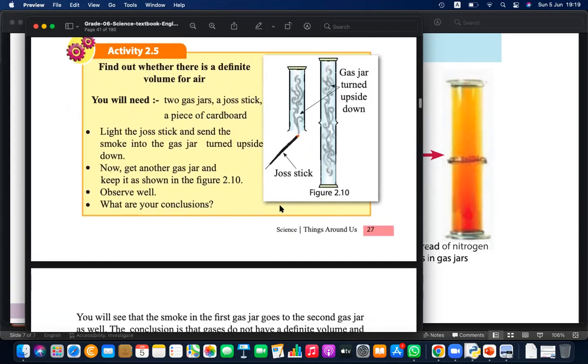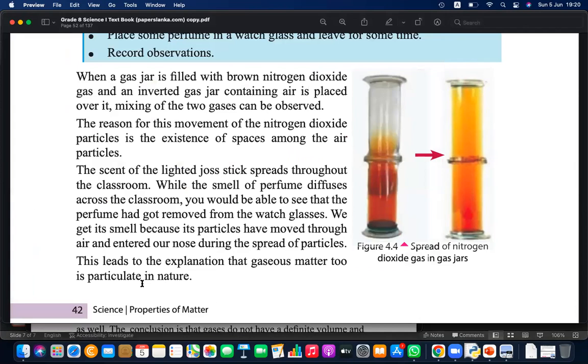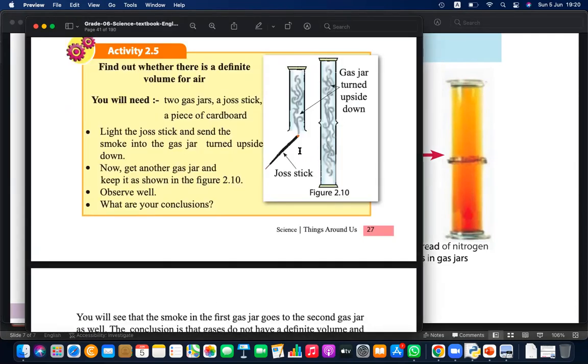You can use a joystick actually. Joystick has smoke, like foggy. So this smoke you can send inside, to a jar. Since it's difficult to find nitrogen dioxide, you can use this joystick and do the same practical.